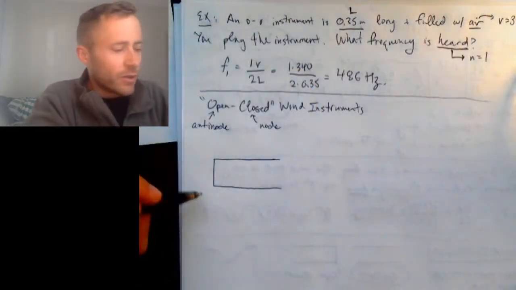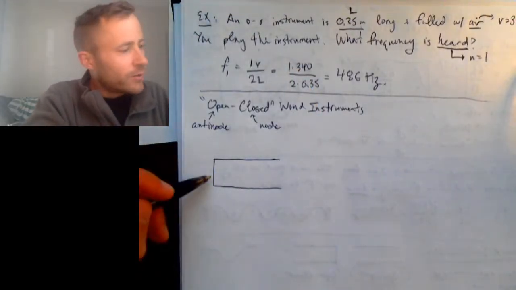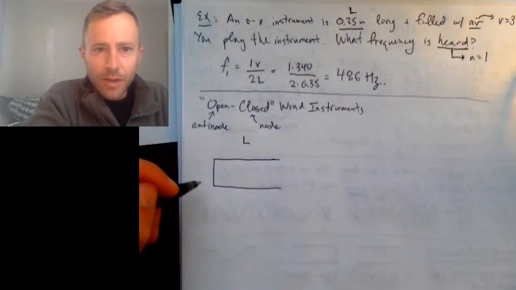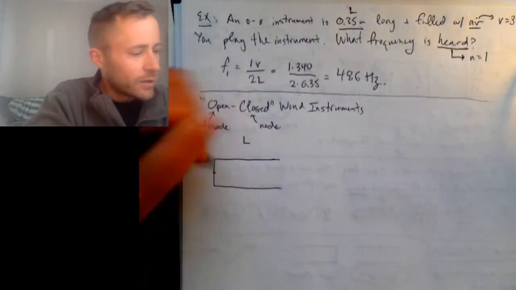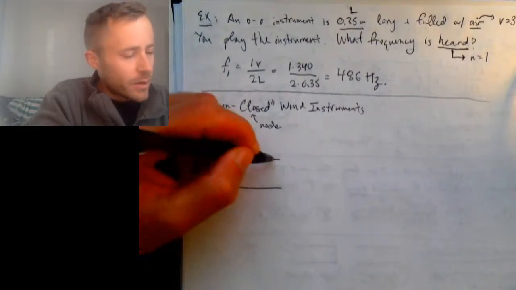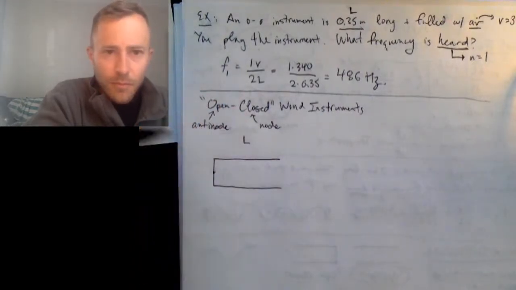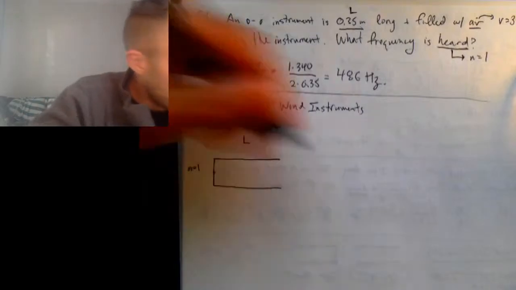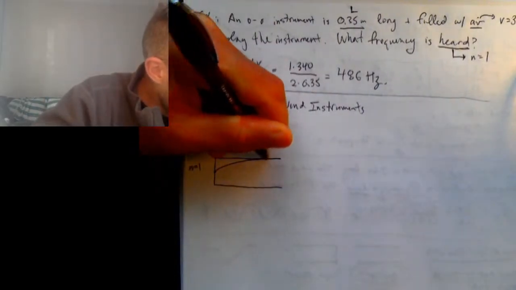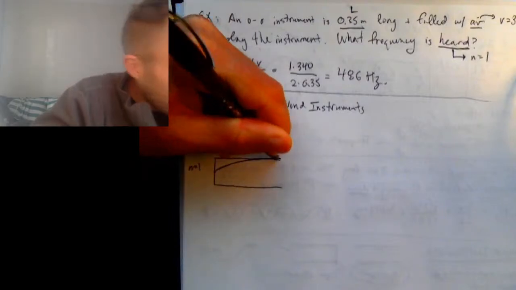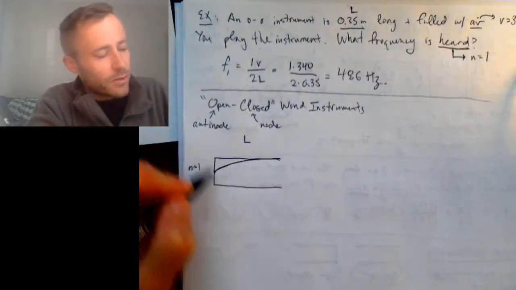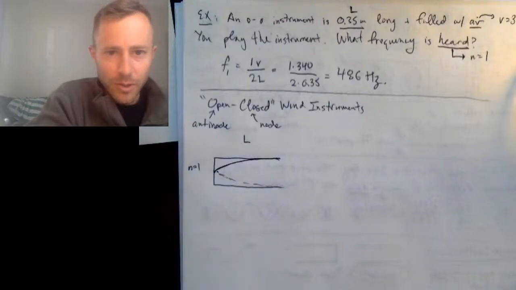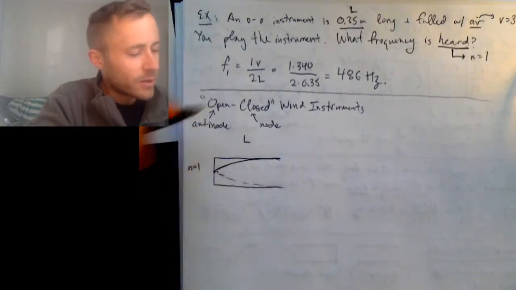This is representing the closed end, and the length of the instrument is L. On the closed end, we have to have a node, and then on the open end, we have to have an antinode. And we have to go between them with the simplest possible wave, and that is the first harmonic. The simplest wave you can draw that has a node at one side and an antinode at the other side is one that looks like this. It's such a small portion of a wave that it almost doesn't look like a wave, but it is.